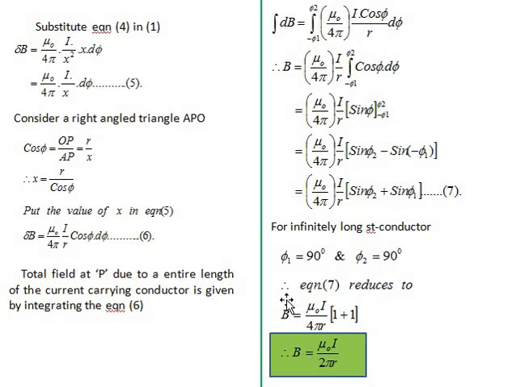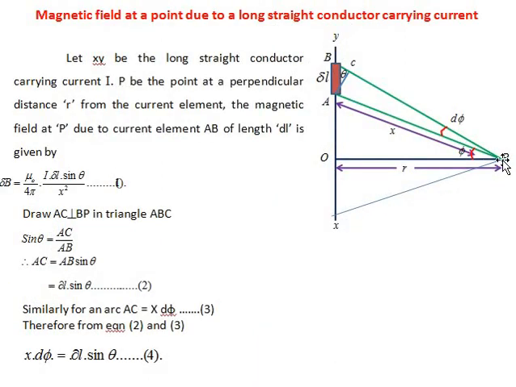We substitute here. Therefore, equation 7 reduces to B is equal to mu naught I divided by 4 pi R into bracket sin 90 plus sin 90, that is 1 plus 1, it is equal to 2. Therefore, this 2 and the 4 we cancel. So we get B is equal to mu naught I divided by 2 pi R, which is the expression for magnetic field at a point due to a long straight conductor carrying current.